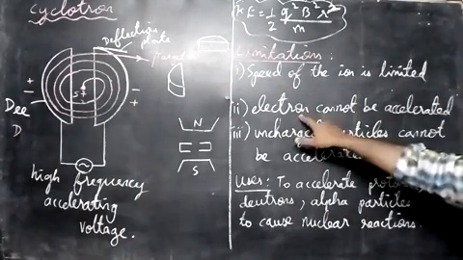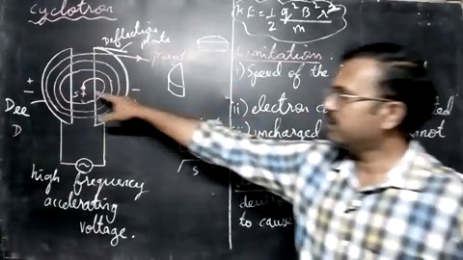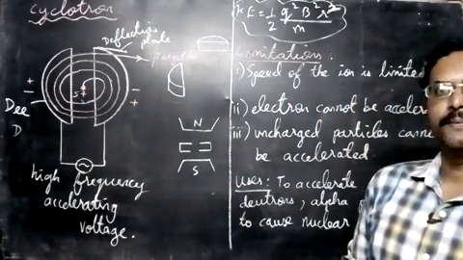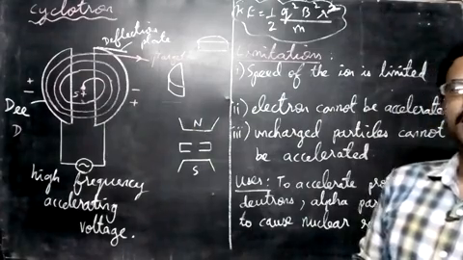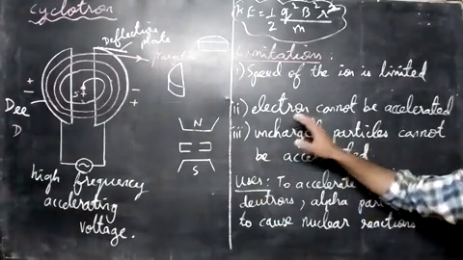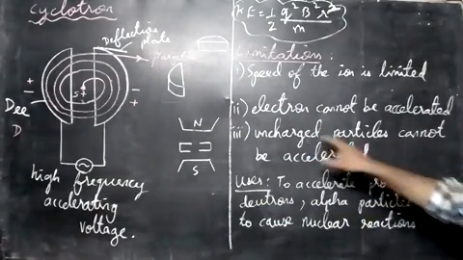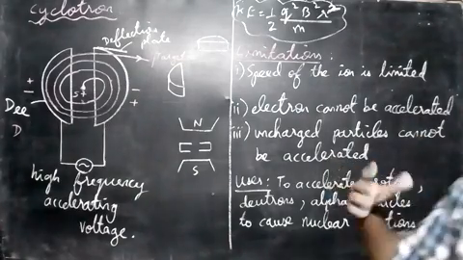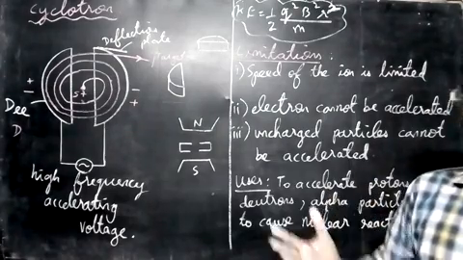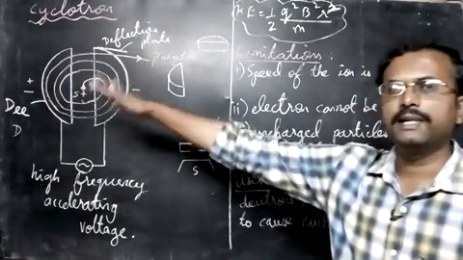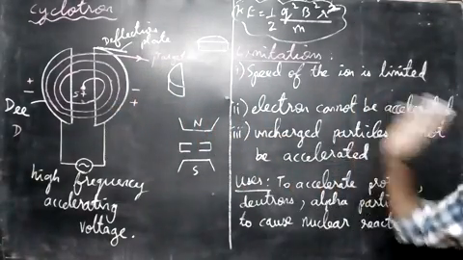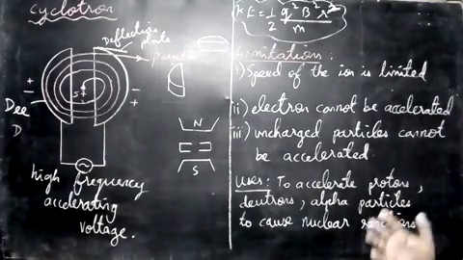Then next one, the electron cannot be accelerated. If you keep an electron, it won't rotate properly. Why? Because of relativistic effects. There's something called relativity, given by Einstein. Due to that, the electrons cannot be accelerated properly. Next, the third one is uncharged particles cannot be accelerated. An uncharged particle means a particle which has no charge. Example, neutron. Neutron has no charge. So if you keep a neutron here, it won't be attracted by the plates or the D. It won't revolve properly. So neutrons or other uncharged particles cannot be accelerated.